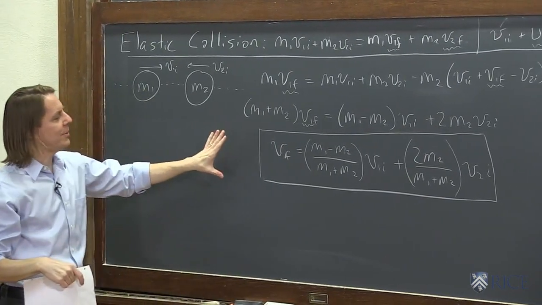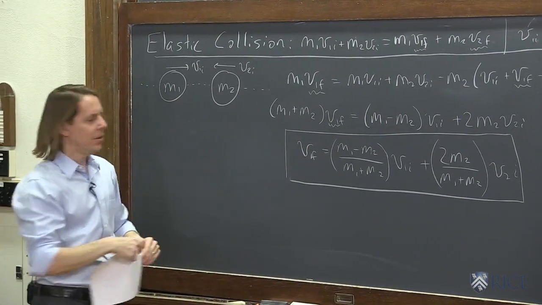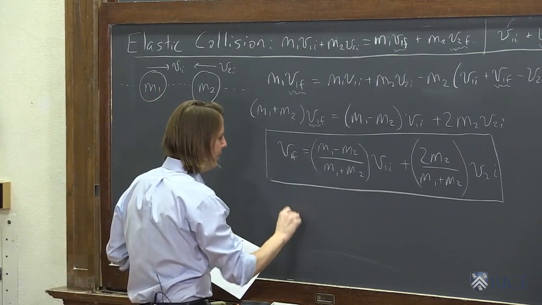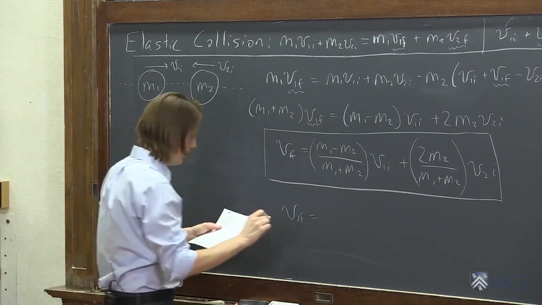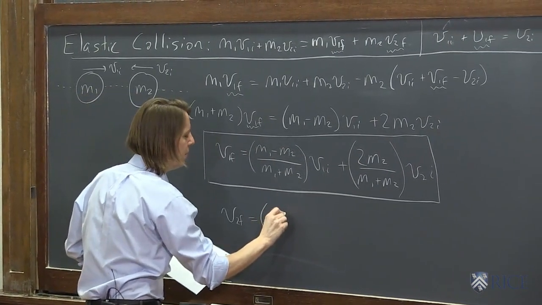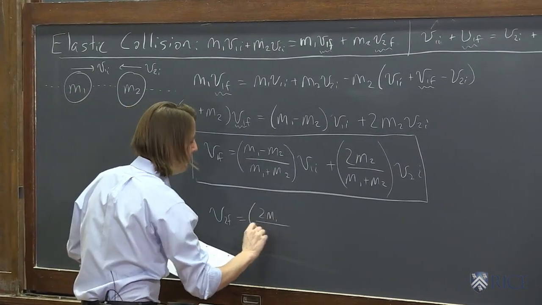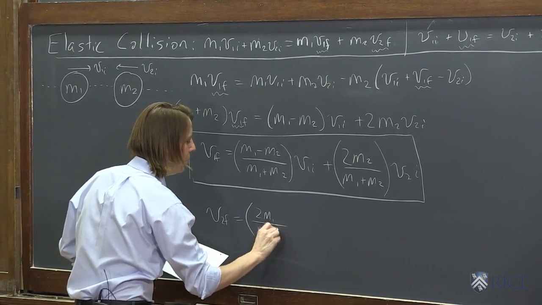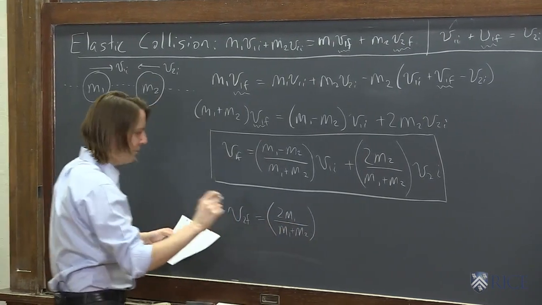We could do the exact same algebra to get V2F. Almost identical steps, and we would find we get an almost identical solution. We would get the 2 M1 over M1 plus M2 on this side, and that would be times V1I.